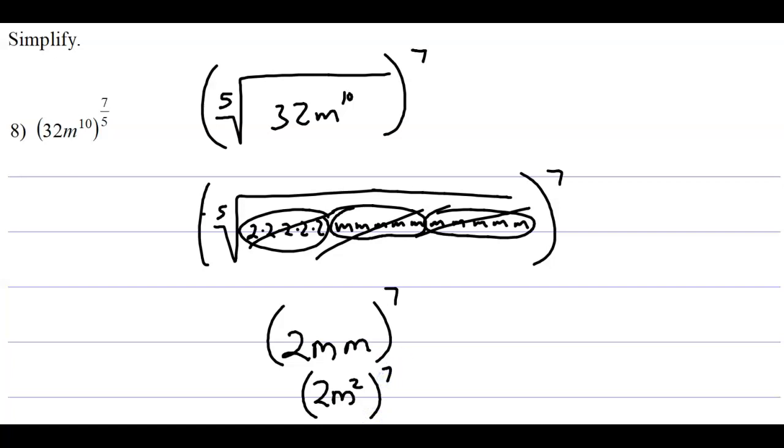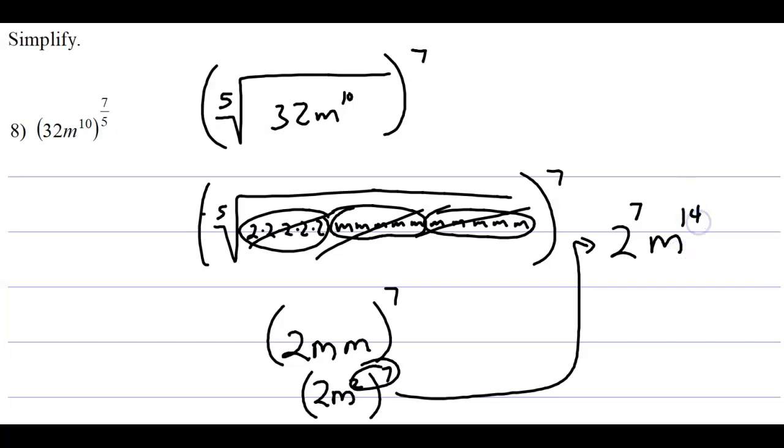And now we're going to apply the power. So it's going to be 2 to the 7th power. And then for this, we're going to multiply those powers together. So it's actually going to end up being 14 for the m. So we've got to figure out what is 2 to the 7th power. Well, just do 2 multiplied by itself 7 times, and you'll get your answer.